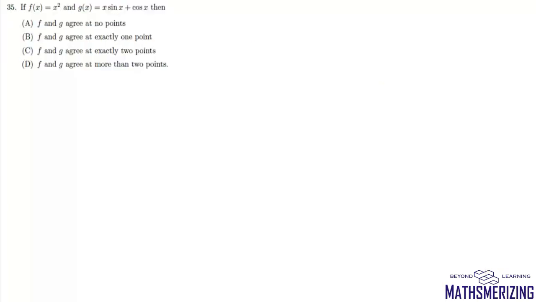Now question number 35 is, if f(x) is x square and g(x) is x sin x plus cos x, then f and g agree at how many points? So we need to find the number of real solutions of this equation, which is x sin x plus cos x equals x square. So what we'll do is we'll take a function h(x), which is x sin x plus cos x minus x square.